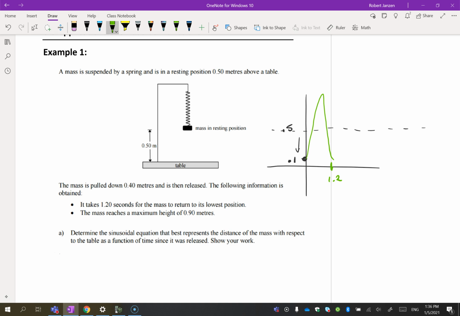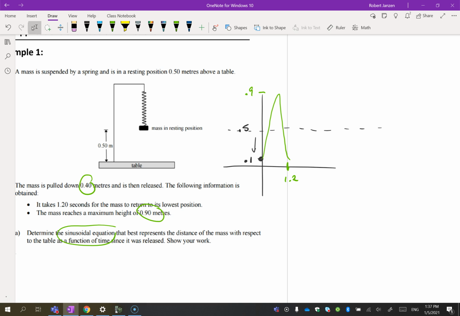Okay, and what is its highest point? Well, if it goes up 0.4, this is going to be 0.9. Okay, because it says it goes up and down 0.4. It says its highest is 0.9. Okay, so there's what our graph would look like, but it doesn't ask for the graph. It says determine the equation. Well, to determine the equation, the best way to do this is to use the calculator to do that. But for the calculator, we need some points. So let's compare time and height.